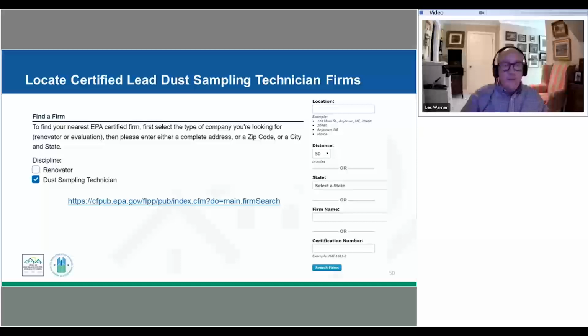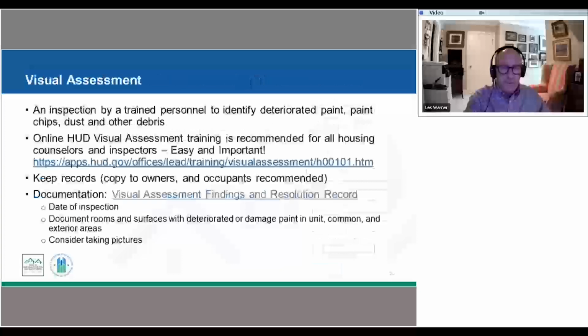So, if you're issuing an RFP or RFQ and want to make sure that it goes out to eligible bidders, this would be a resource to identify some of those folks to solicit responses from. When we're talking about a visual assessment, as we mentioned, they still need to be trained personnel, but this is a case where we have an online assessment training, and we've provided the link here.